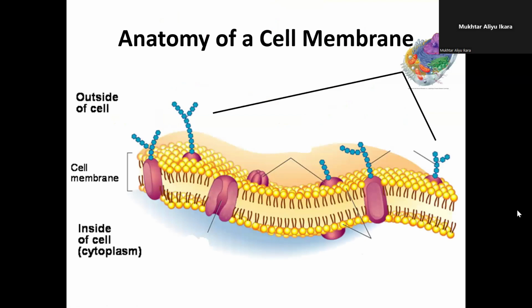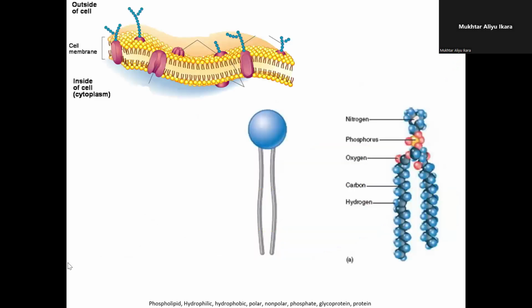So first, we are going to look at the anatomy of the cell membrane. The cell membrane is a bilayer and it exists between the outside of the cell and the inside of the cell. The outside of the cell is the extracellular environment, while inside the cell membrane is the cytoplasm or intracellular environment.